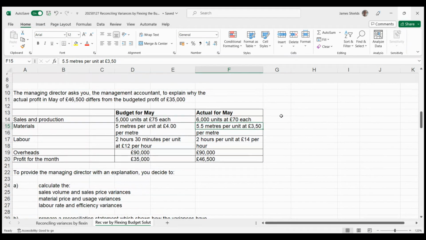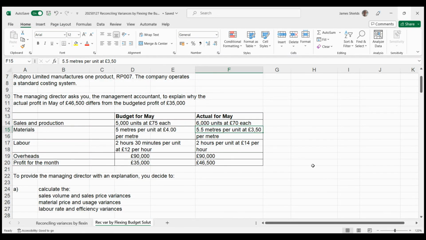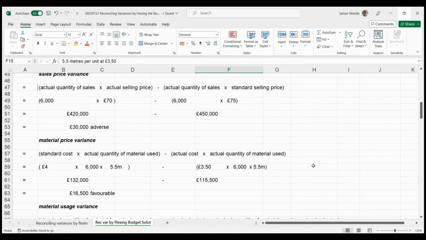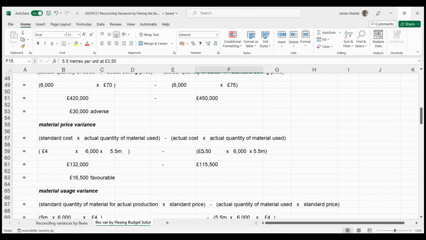So just check that one up here. So it's 6,000 and 5.5 metres. And so £3.50 times 6,000 times 5.5 comes to 115,500. And we've already said £4 times 6,000 times 5.5 comes to £132,000. And the difference here is £16,500. So the actual cost is less than the standard cost, so that variance is favourable.